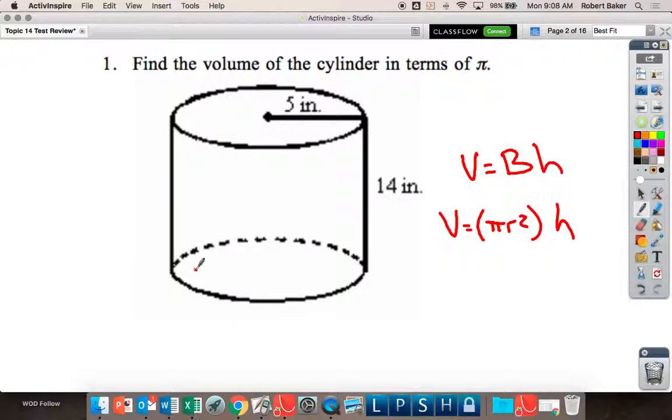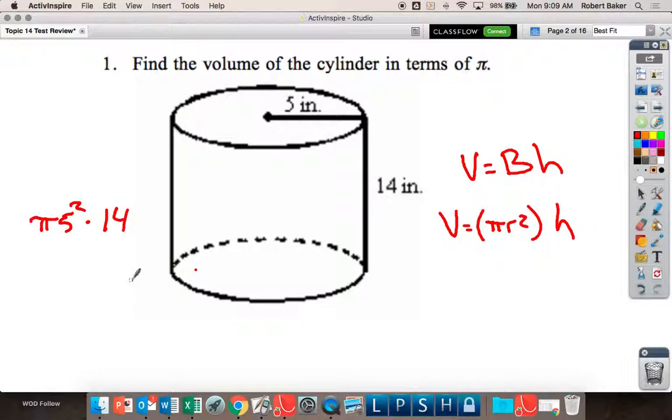All right, ready? Number one, just find the volume of the cylinder in terms of pi. Right now they give us all the information we need. We just have to give them the answer with the pi in it. So the volume of the cylinder is the area of the base times the height, which would be pi 5 squared times 14.